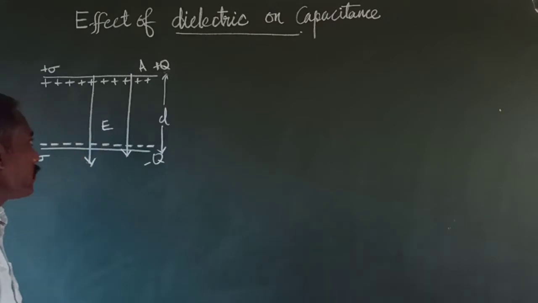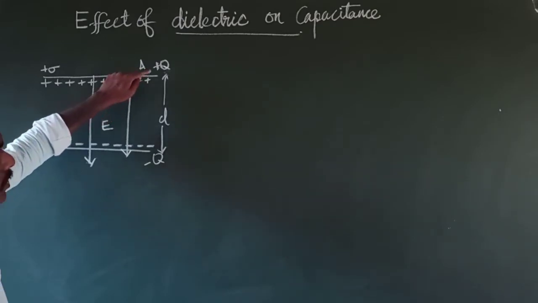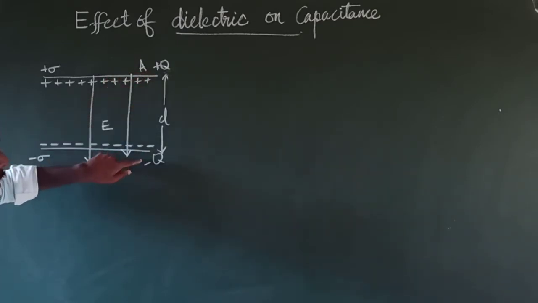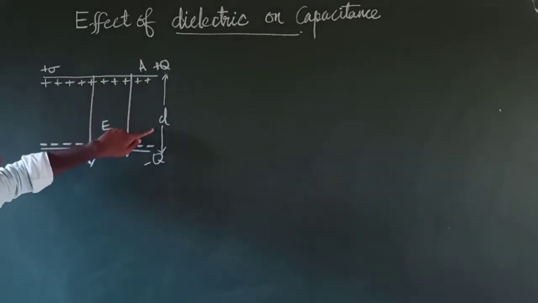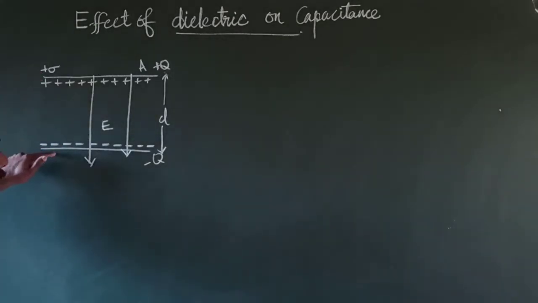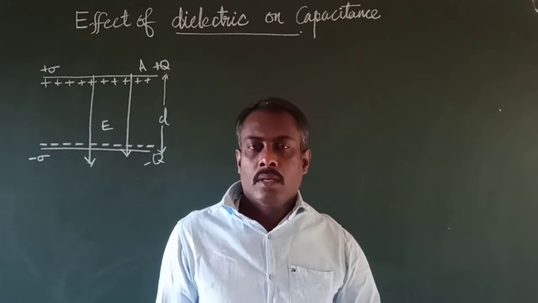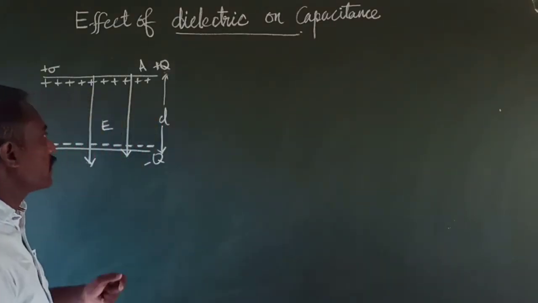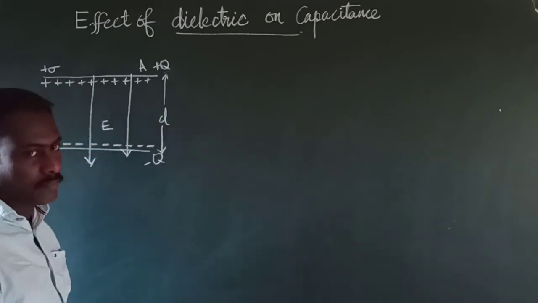So as we have seen, we have two parallel plate conductors. They are charged with positive charge Q and negative charge, and their area is A, and they are separated by a distance D, and the surface charge densities of these two conductors are plus sigma and minus sigma respectively. For our convenience, we consider that vacuum is the medium in between these two plates.